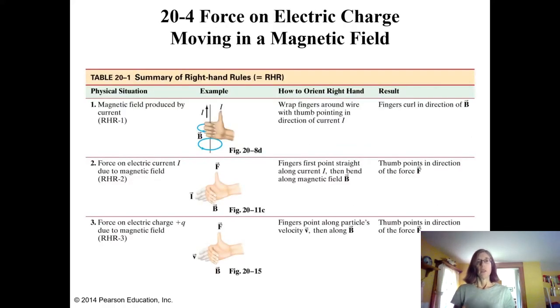So this is just a short summary of how you go about making these determinations using right-hand rule number 1, number 2, and they also call this right-hand rule number 3, which I didn't point out that way because it's basically similar to the one above it. So the first one is on the magnetic field produced by a current. The second one is the force on a current due to a field, and the last one is the force on an electric charge due to a magnetic field.